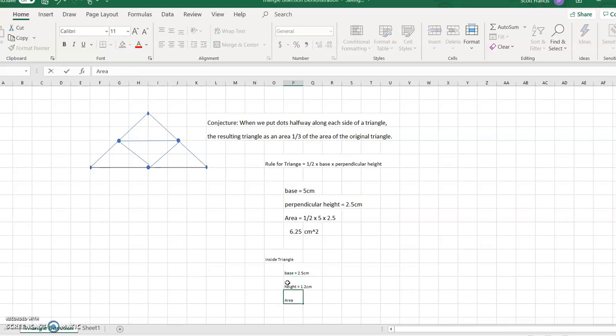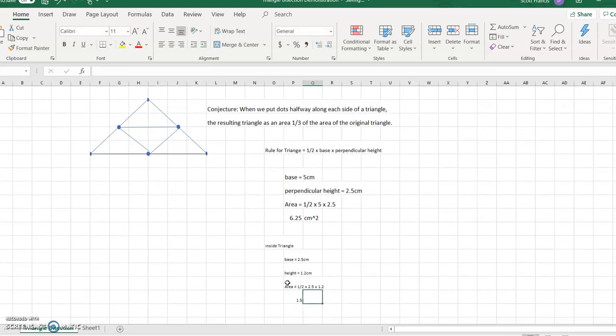So the area, got the rule there. It's going to be 1/2 times 2.5 times 1.2. Let's put those numbers in. You would probably use a calculator for this, but I like using Excel for my calculations. 0.5 times 2.5 times 1.2 equals 1.5 centimeters squared. Maths teachers are always a bit fussy about units. Make sure you get the centimetres squared in there.